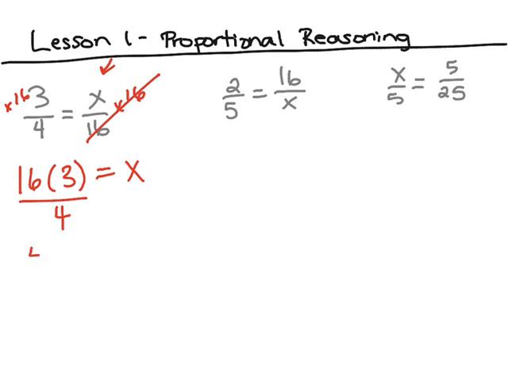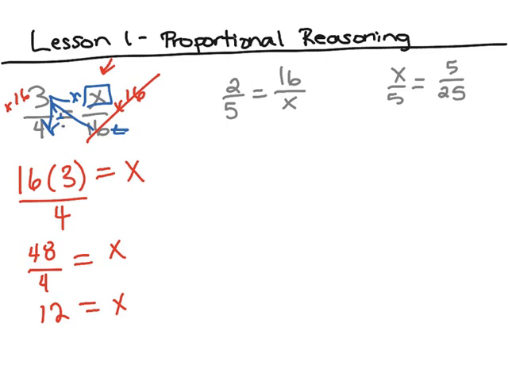16 times 3 is 48. Divided by 4 is equal to x. So when you take 48 and you divide it by 4, you get 12. So 12 is equal to x. So we know our x value right here would be 12. A quick way to remember this is if you take the number opposite your unknown value, so the 16, you're going to multiply across and divide down. Cross multiply and divide if you can't remember how to solve for x.